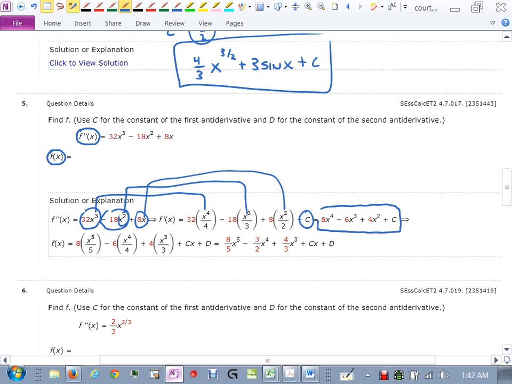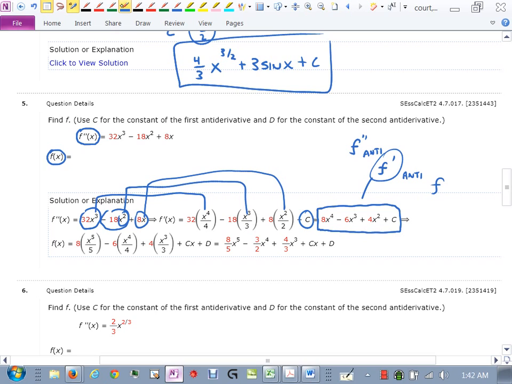So that's the antiderivative. So this is actually f prime, because it came from taking the antiderivative of f double prime. We did anti, and that gave us the f prime. Now we need to go anti one more time to get us to f.